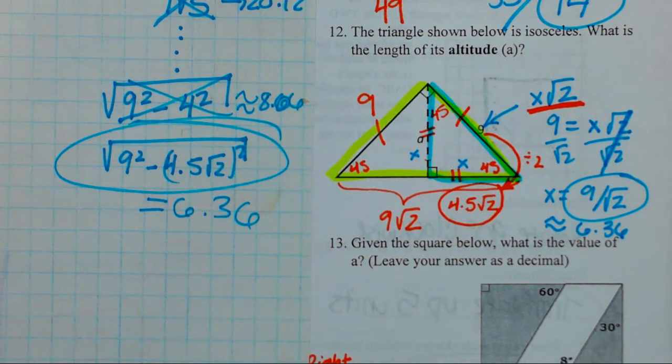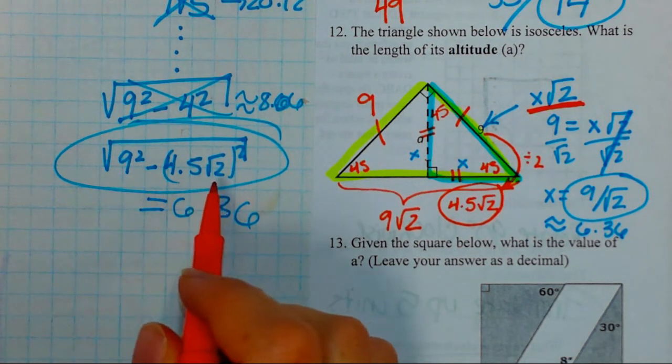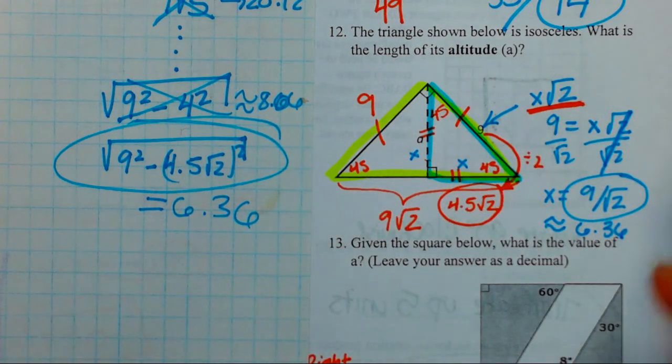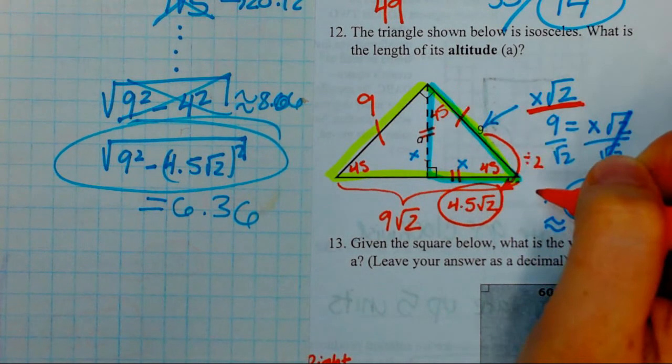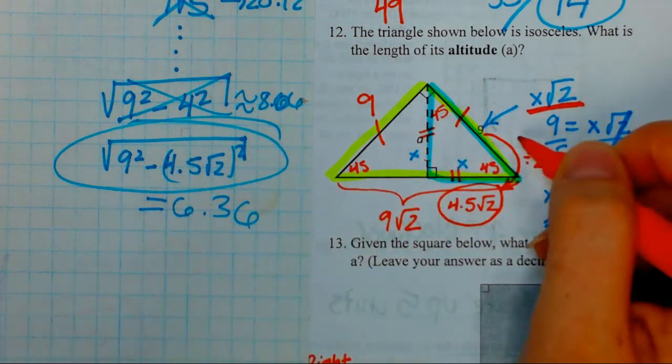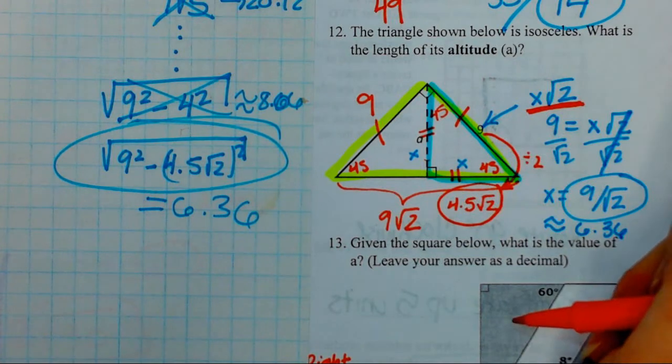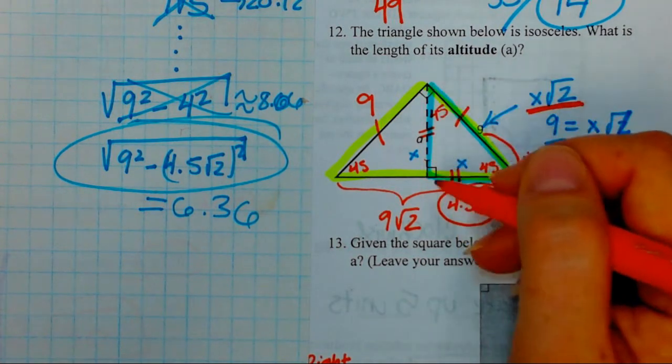Now, the reason why it's written like this is because it's written as if you were putting things into the Pythagorean theorem. So you're taking the hypotenuse, which is 9, and subtracting this leg, which is 4.5 square root 2. Okay? And that gives you this hypotenuse here.